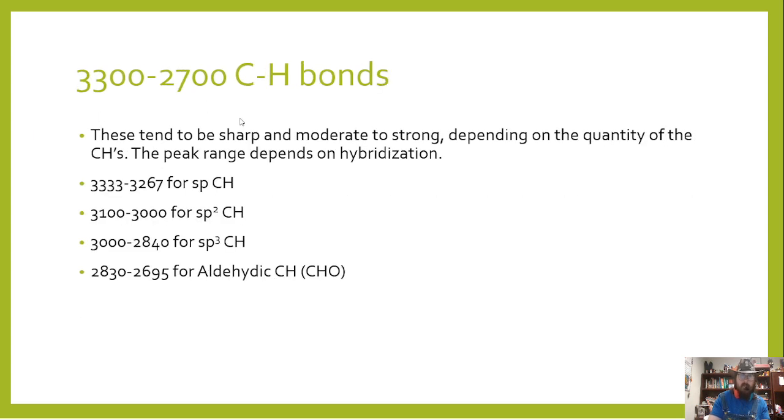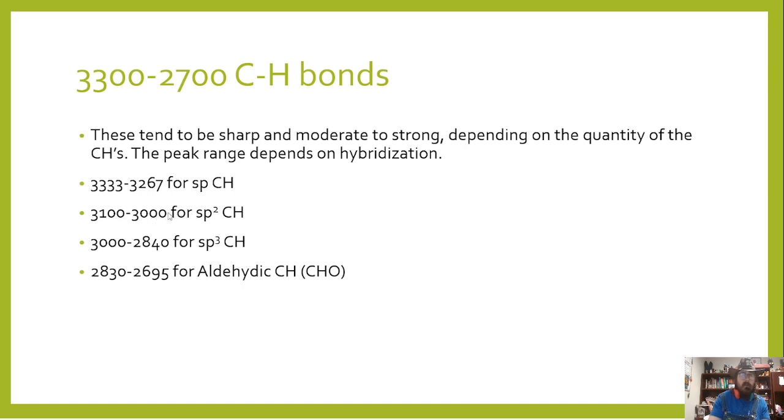Now we have our CH bonds. These are going to be great in quantity as long as there's a lot of CHs. And the peak range will depend on the hybridization. Largely, we'll see a lot of sp3 hybridized carbons, which will be in the 3,000 to 2,840 range. Most of those can be safely discounted. However, going above 3,000, that's when you get into the alkene and alkyne.